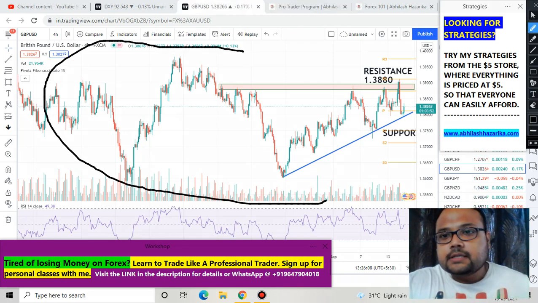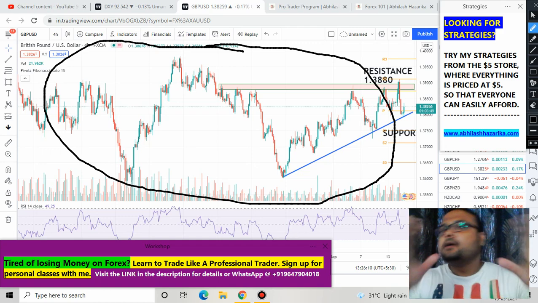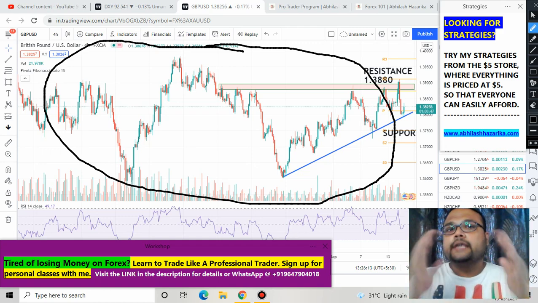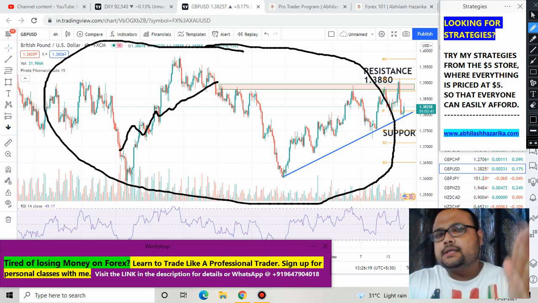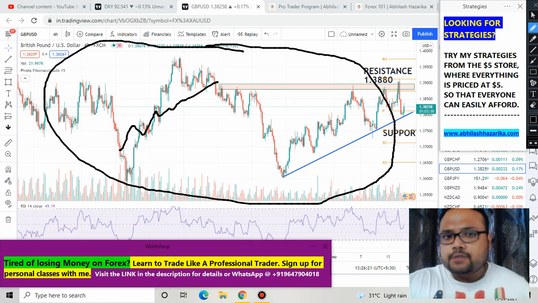Overall the market is sideways, which means that the number of buyers and sellers are almost equal in this market. Because in an uptrend market, the number of buyers is higher in comparison to the number of sellers. But in a sideways market, the number of buyers and sellers are almost equal.